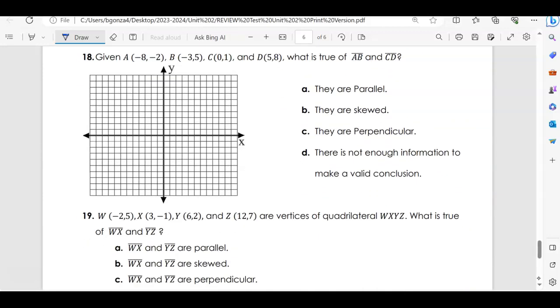This is what we've been doing the last couple of days. Okay. What's true about AB and CD? Now you could graph this if you want. You don't have to. You can count 1, 2, 3, 4, 5, 6, 7, 8 along the grid. Now you can see something about these lines already.